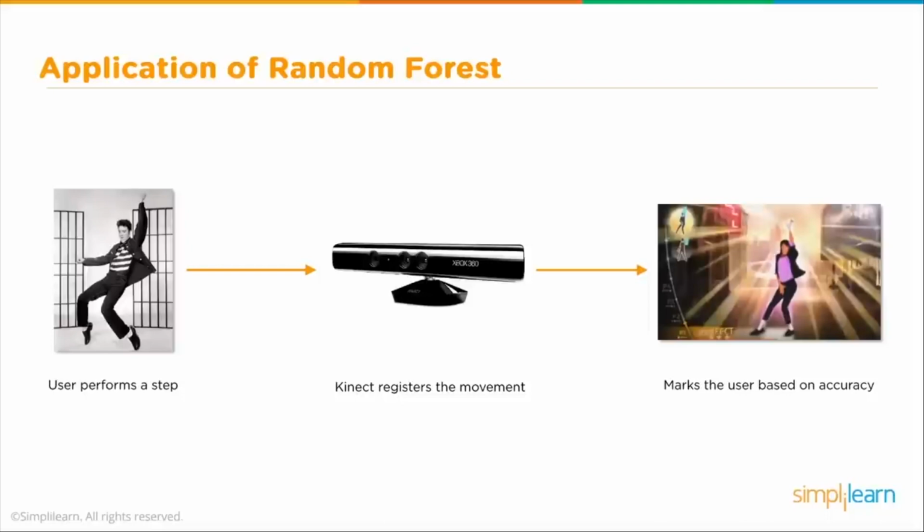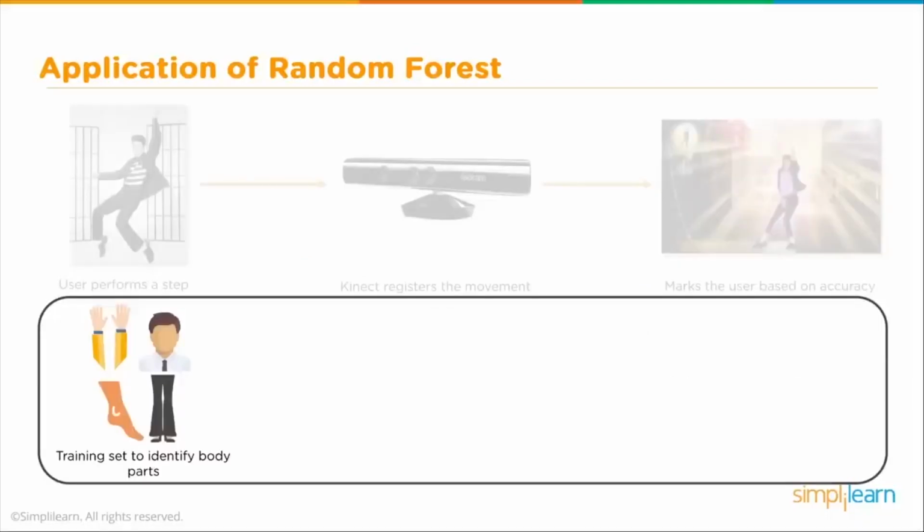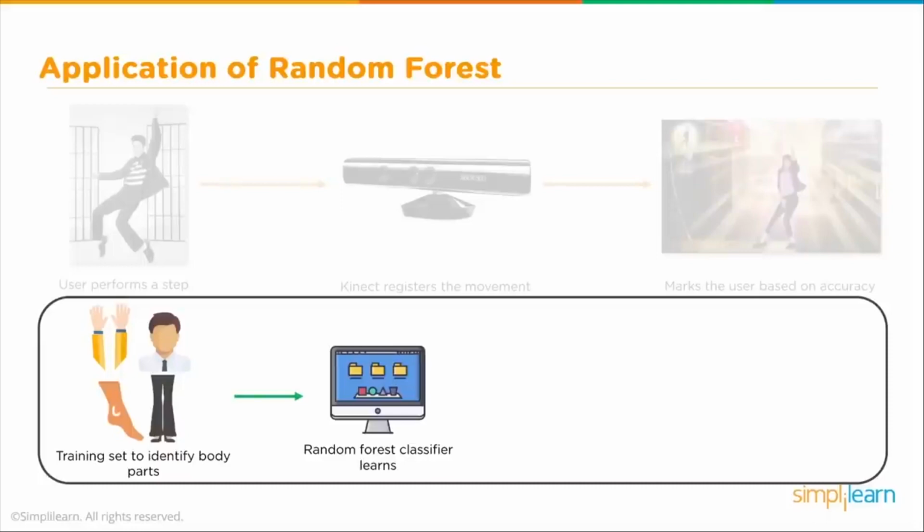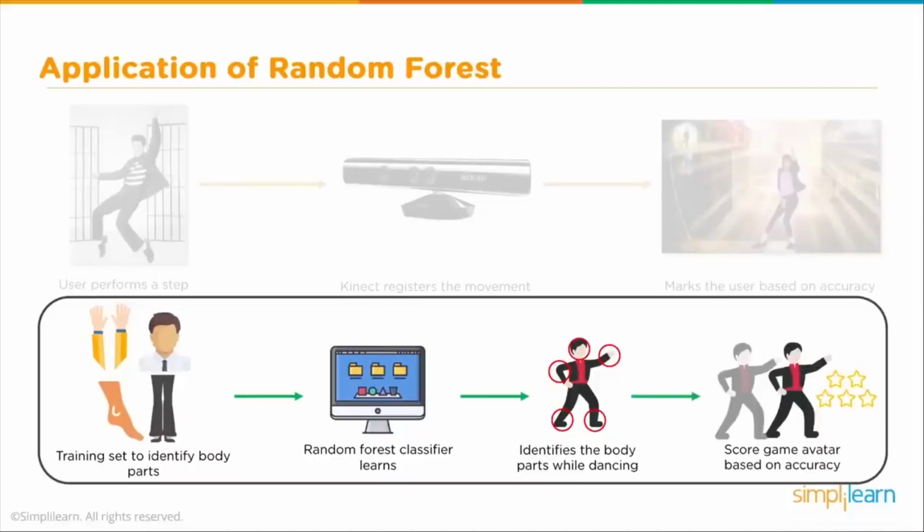If we look at that a little closer, we have a training set to identify body parts. Where are the hands? Where are the feet? What's going on with the body? That then goes into a random forest classifier that learns from it. Once we've trained the classifier, it then identifies the body parts while the person's dancing. And it's able to represent that in a computer format, and then based on that it scores the game and how accurate you are as being Elvis Presley or Prince in your dancing.